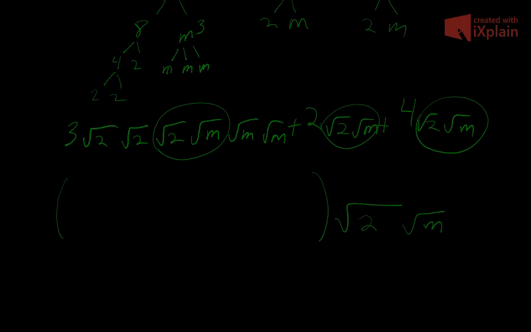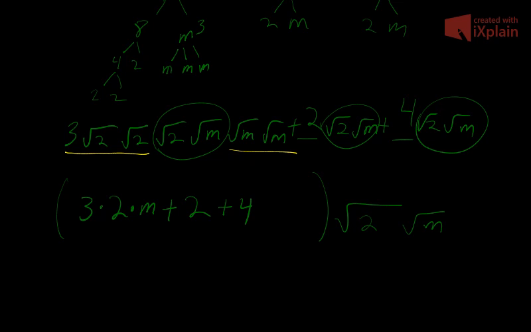So we're going to go one term at a time. And I'm just going to pick up what's left here. So that is going to be 3. Root 2 times root 2 is 2. Root m times root m is m. Plus, what's left here is 2. What's left here is 4.